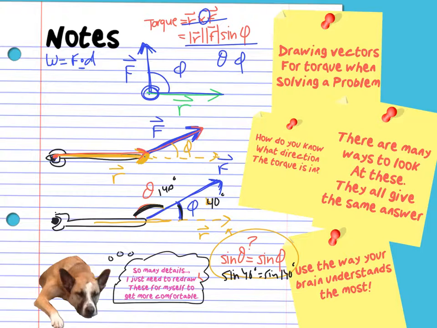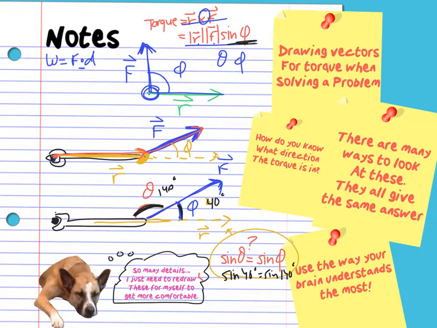All right. But why is the cross product equal to the magnitude of r times the magnitude of f times the sine of phi? Well, the torque is the force that actually rotates the wrench or the tire iron, right?